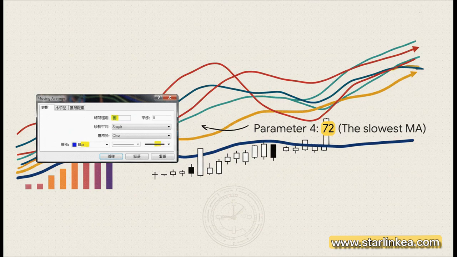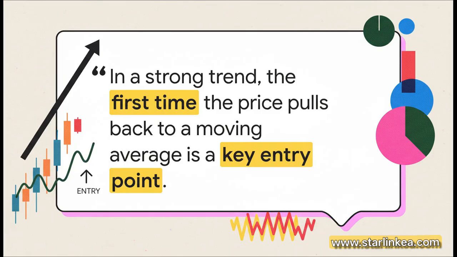Okay, with all 4 of those on our chart, we are locked and loaded. So here it is, the core idea of the first theorem. It's really this simple. Once you've spotted a strong, clear trend, the very first time the price comes back and touches one of those moving averages, that is a really powerful signal.